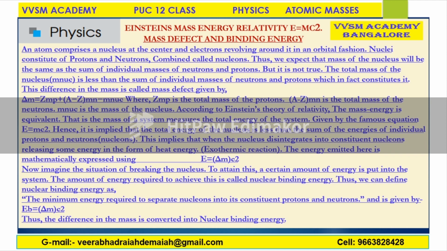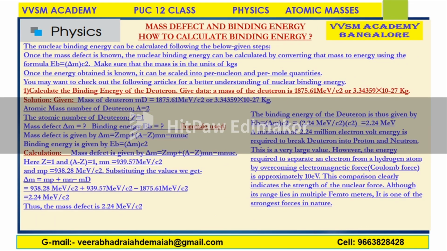Now, imagine the situation of breaking the nucleus. To attain this, a certain amount of energy is put into the system. The amount of energy required to achieve this is called nuclear binding energy. Thus, we can define nuclear binding energy as the minimum energy required to separate a nucleus into its constituent protons and neutrons, and it is given by Eb = delta m c². Thus, the difference in mass is converted into nuclear binding energy. Mass defect and binding energy.